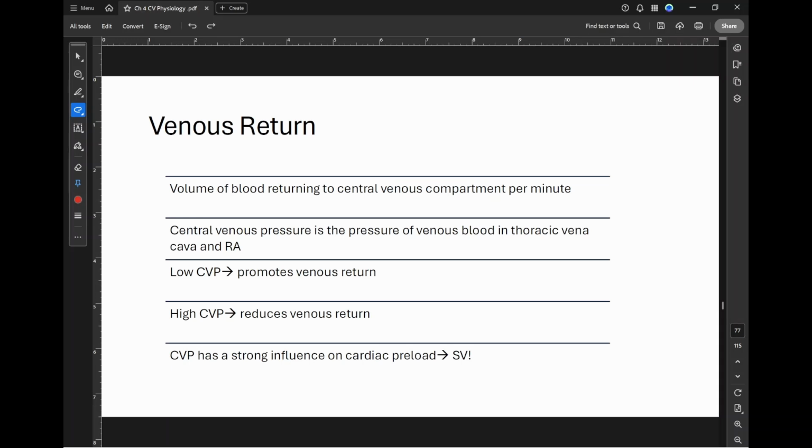What 2 points determine flow through our entire systemic system? The pressure generated by what chamber? Which ventricle? Left ventricle. We look at that number, which is around 120. The flow goes through the entire body, but it has to come back to the right atrium. So that right atrial pressure is very important.